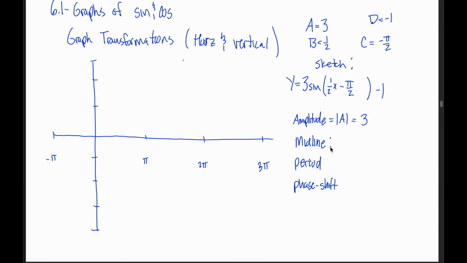The midline is always given by the equation y equals d. So in this case, it would be y equals negative 1. And I'm not going to mark you off if you don't write y equals. If you just say my midline's at negative 1, I know what you mean, and that's good enough.